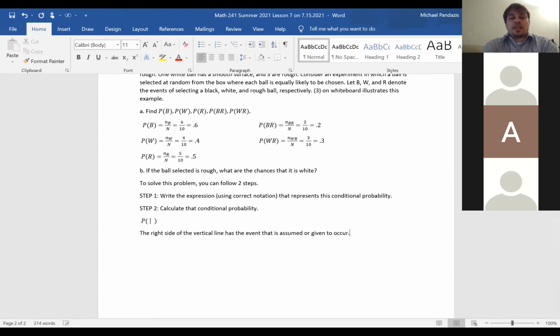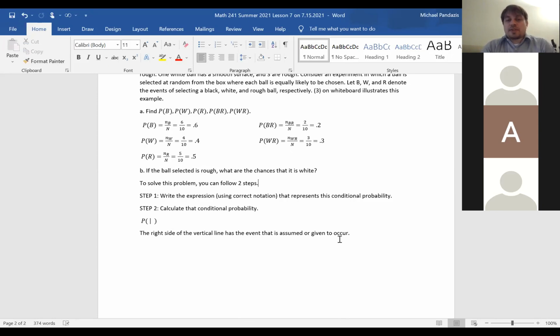Think about this carefully. In this problem, which event is the given one? Is it the ball selected as rough or the ball being white, right? So there are two events here. It says if the ball selected is rough, what are the chances that it is white? So what is the given condition on the ball? Before you find the odds, what is the given property of the ball, right?